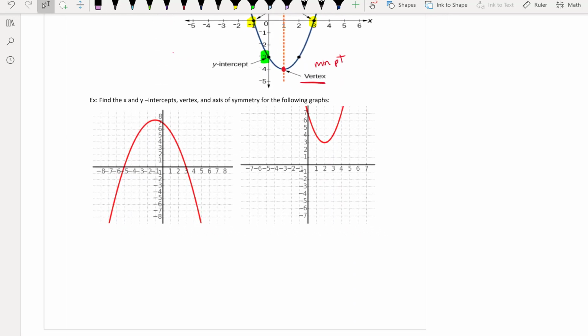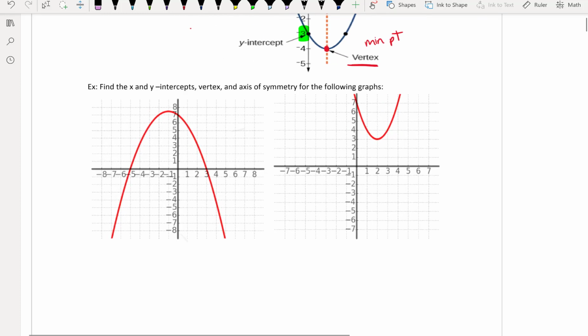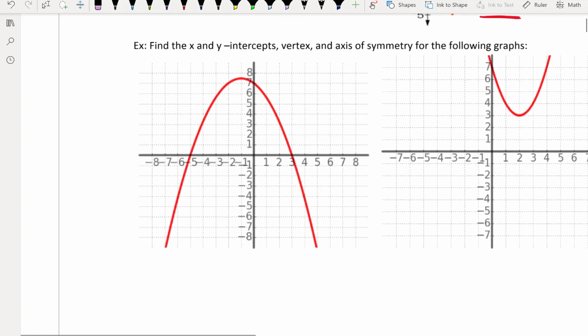It says, find the x and y intercepts, the vertex, and the axis of symmetry from the following graphs. So we're not doing any computation, we're just looking at it visually. So if I'm thinking about my x-intercepts, that's here and here. This point represents one of my x-intercepts, and that would be (-5, 0). This other x-intercept is (3, 0). So I have two x-intercepts: (-5, 0) and (3, 0).